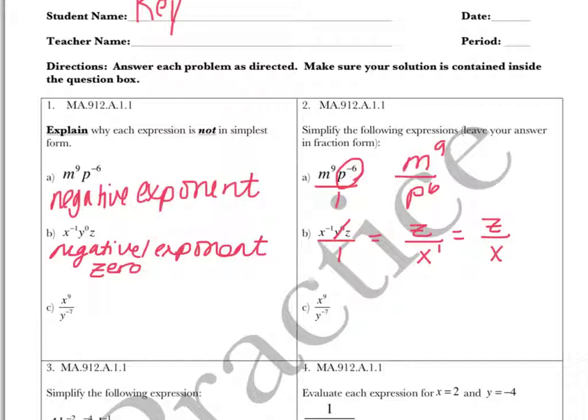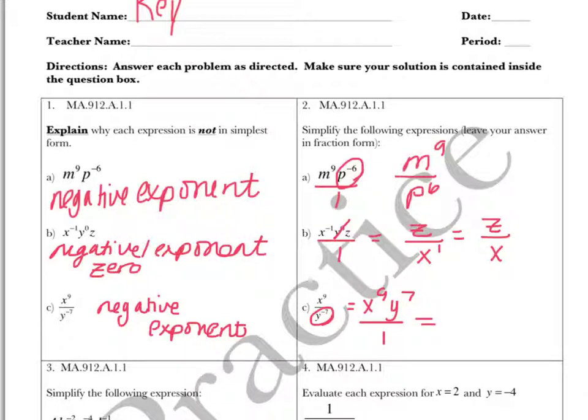Part C, again, same problem. It's a negative exponent again. And in this case, I would take it and I would move it to the numerator. And as you know, that leaves me a 1 in the denominator of that fraction. It's still a fraction, but we don't typically write a fraction if it's just over 1. We just write it as x to the 9th, y to the 7th.